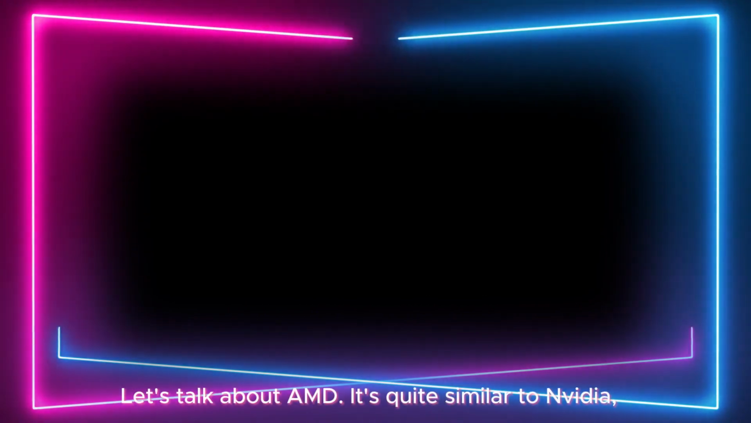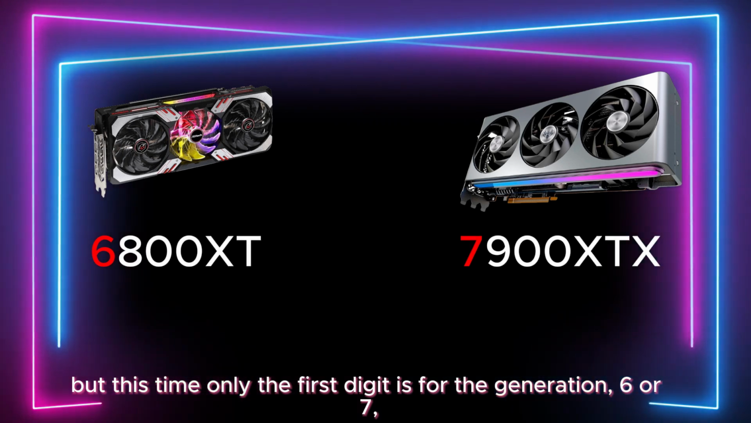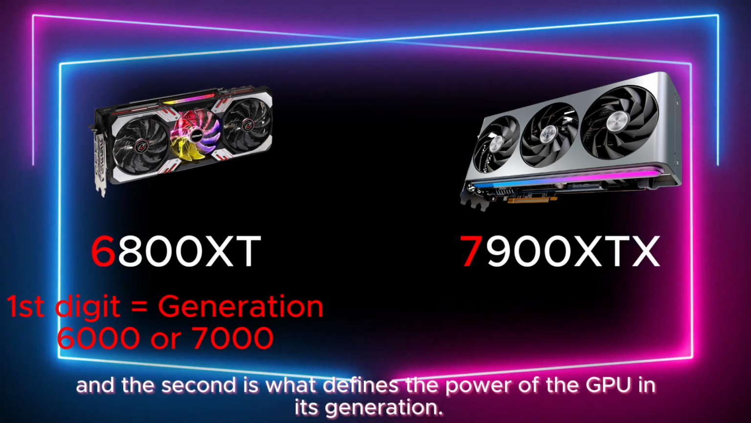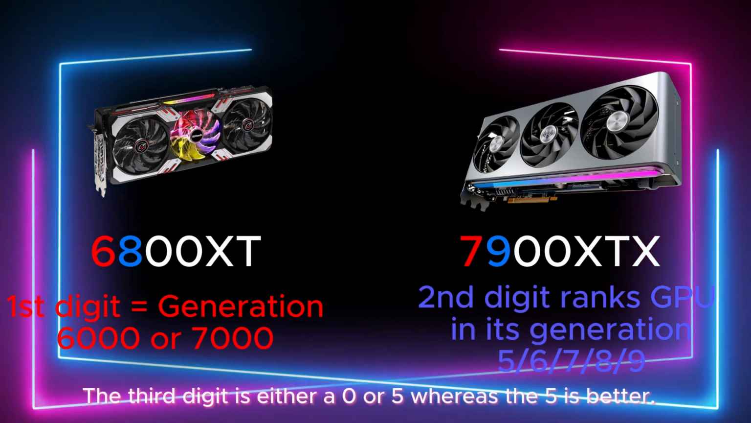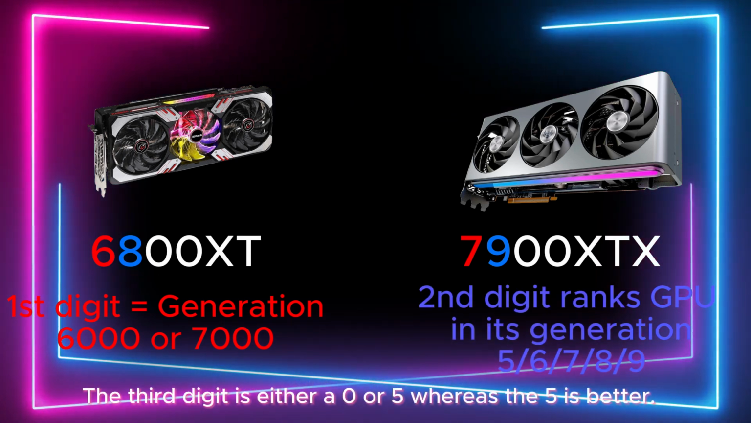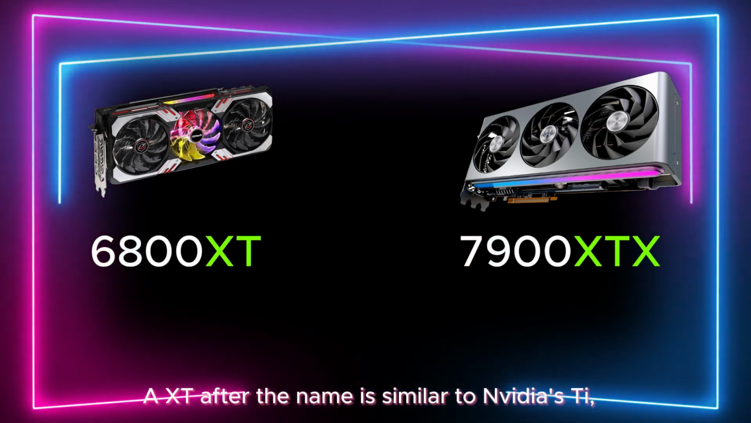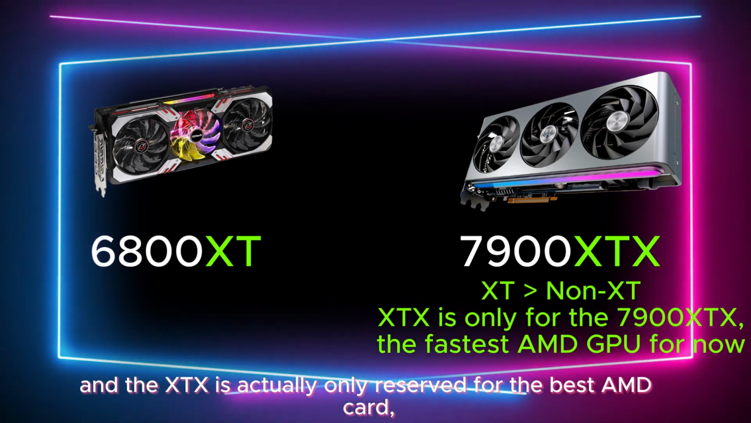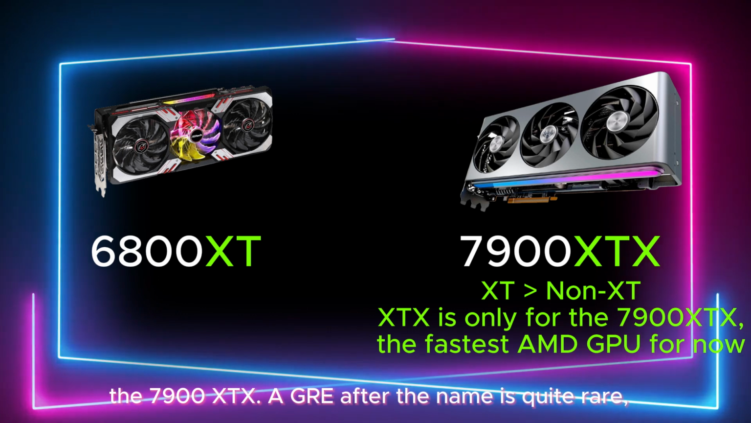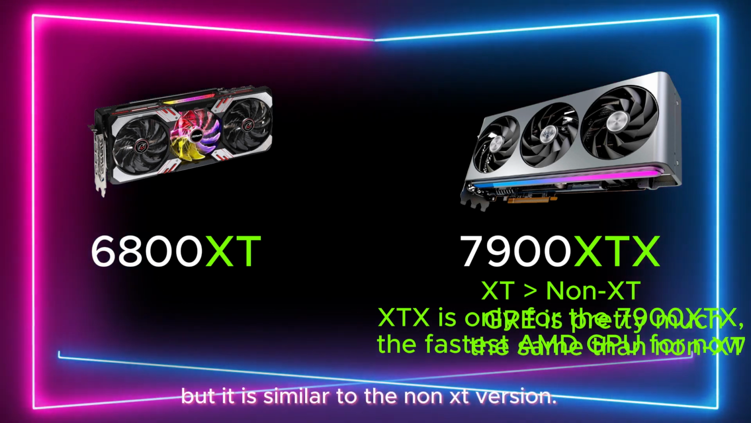Let's talk about AMD. It's quite similar to NVIDIA, but this time only the first digit is for their generation, 6 or 7, and the second is what defines the power of the GPU in its generation. The third digit is either a 0 or a 5, where the 5 is better. An XT after the name is similar to NVIDIA's Ti, and the XTX is actually only reserved for the best AMD card, the 7900 XTX. A GRE after the name is quite rare, but it is similar to the non-XT version.